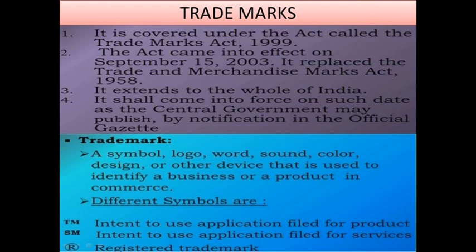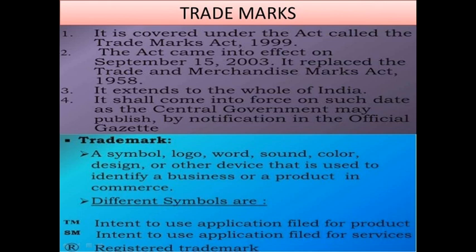Trademark: a symbol, logo, word, sound, color, design, or other device that is used to identify a business or a product in commerce. That is what a trademark is. What are the different symbols we have? TM is an intent to use application filed for a product. SM is an intent to use application filed for services. R means registered trademark.